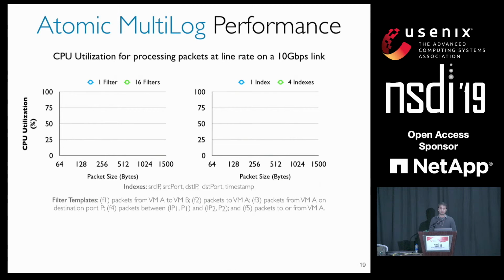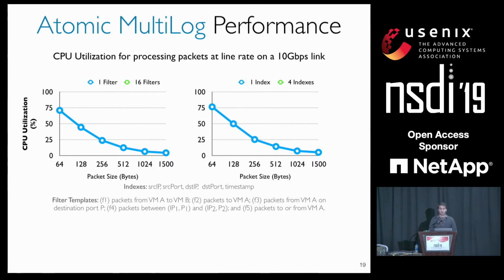Another goal in Confluo was to ensure that the CPU utilization while enabling this monitoring and diagnosis is minimal at the end hosts. And to evaluate this, we measured the CPU utilization for processing packets at line rate on a 10 gigabit link. The plots over here show the CPU utilization on a single CPU core. We see that with a single filter and a single index, the CPU utilization is roughly 75% for the smallest packet size, which is essentially the worst case for Confluo.